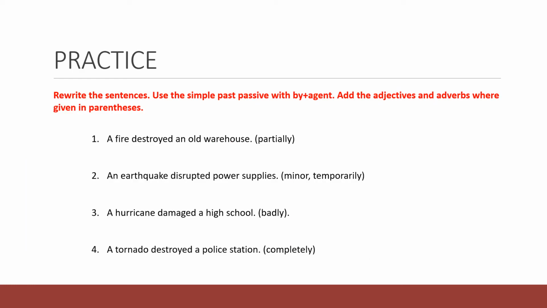Let's practice. Rewrite the sentences. Use the simple past passive with by plus agent, and add the adjectives and adverbs given in parentheses. So here we have 4 sentences, and you have here in brackets the information that you need to include. So I suggest you stop the video, take your time, try to answer by yourself, and then check with the answers provided here.